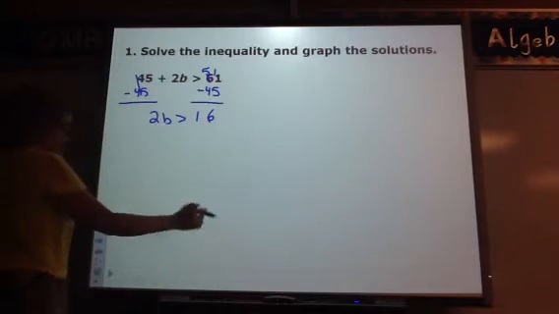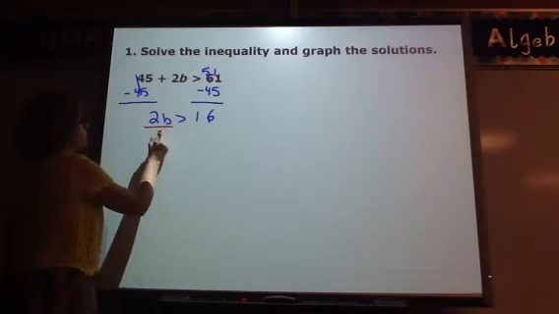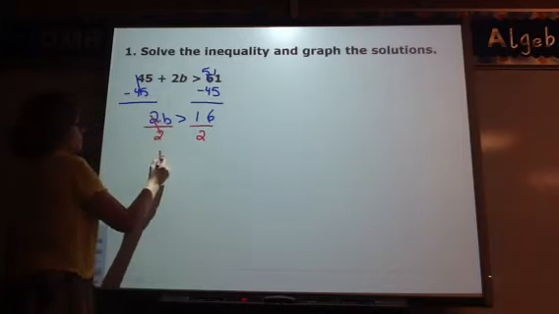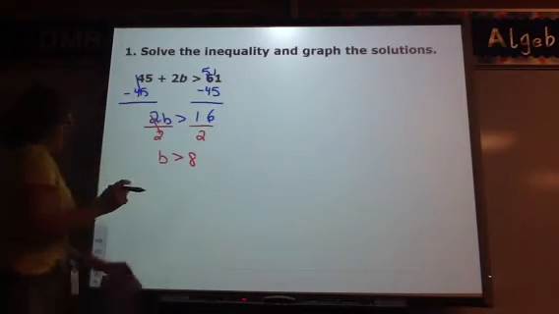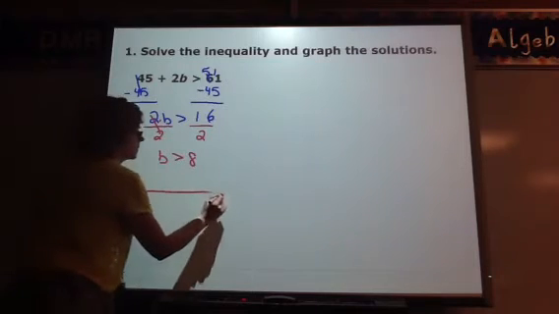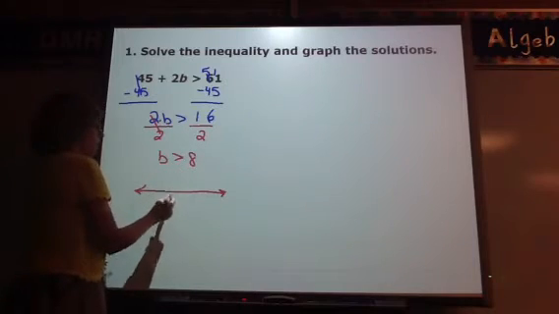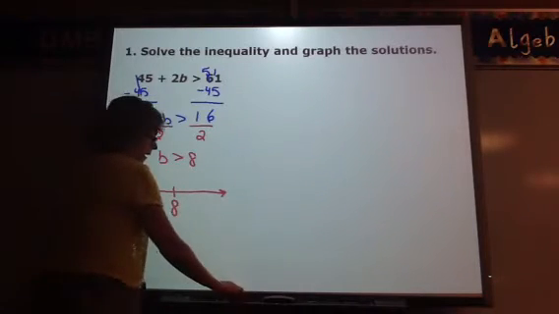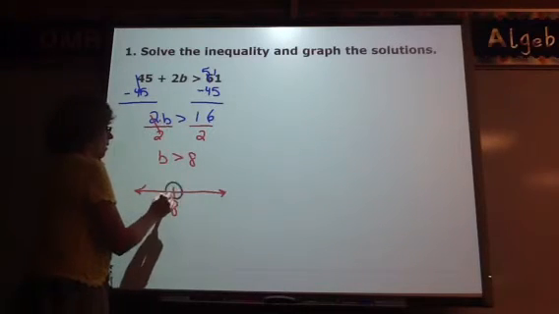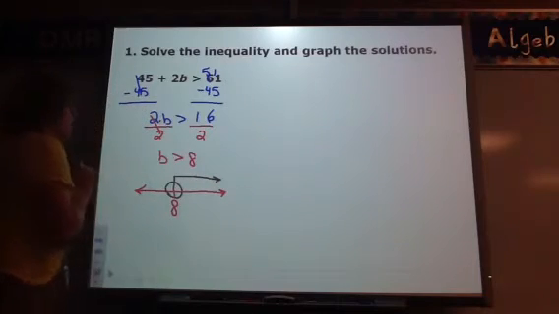Okay, we're still trying to isolate our variable, b, so then we need to divide both sides by 2 because the inverse of multiplication is division. Okay. So b is going to be greater than 8. You also need to graph your solution. Since your solution is all real numbers that are greater than 8, are we going to include 8 in our solution set? No. So it's an open circle, and it's all real numbers greater than 8.